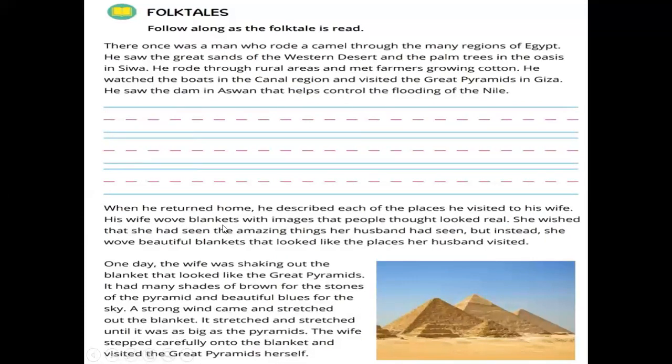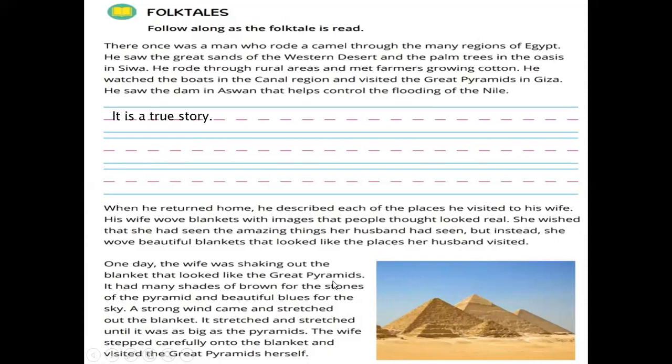His wife wove planks with images that people thought looked real. She wished that she had seen the amazing things her husband had seen, but instead, she wove beautiful blankets that looked like the places her husband visited. One day, the wife was shaking out the blanket that looked like the Great Pyramids. It had many shades of brown for the stones of the pyramid and beautiful blues for the sky. A strong wind came and stretched out the blanket. It stretched and stretched until it was as big as the pyramids. The wife stepped carefully onto the blanket and visited the Great Pyramids herself.